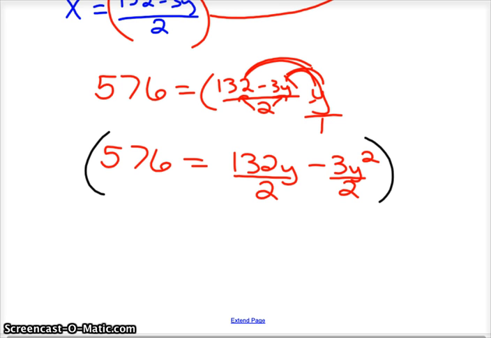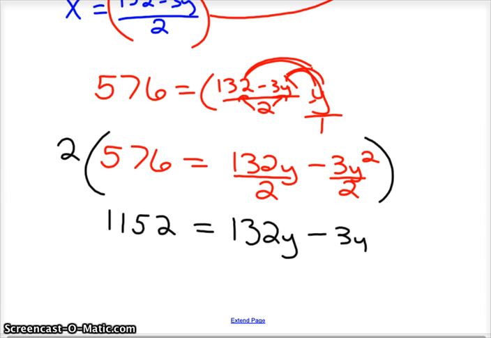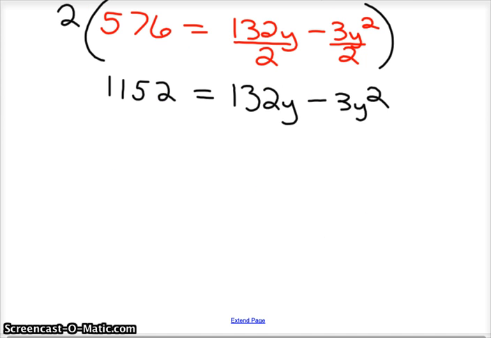So I'm going to multiply the entire equation by the common denominator of 2. And so you would have 1,152 equals, the 2's would cancel, so you'd have 132y minus 3y squared. Okay. Now I'm going to move everything to the left.